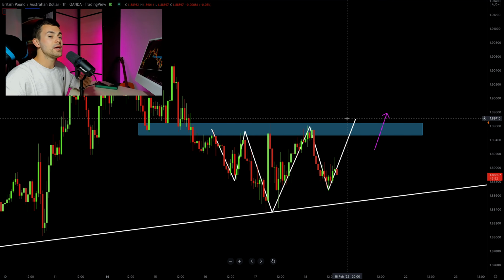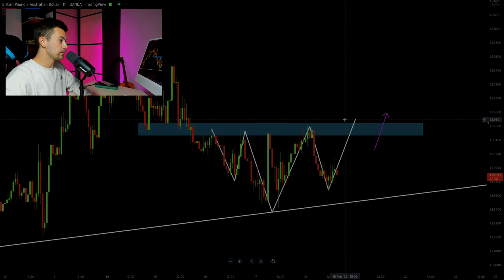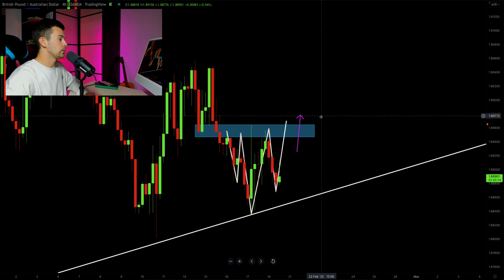And how about the candle close? Do we need the hourly candle close above the neckline to confirm the breakout, or do we need the 4-hour candle close? The point is that here we need the 4-hour candle close above. Why? Because if we open the 4-hour time frame, look what we may spot right here.